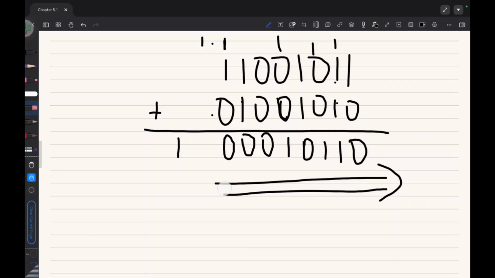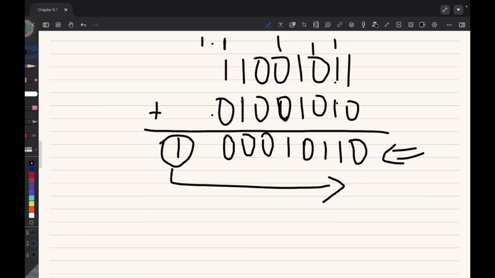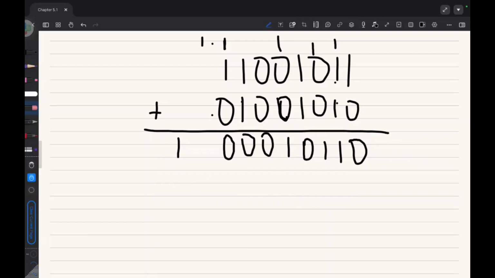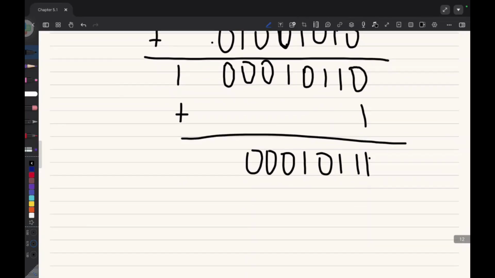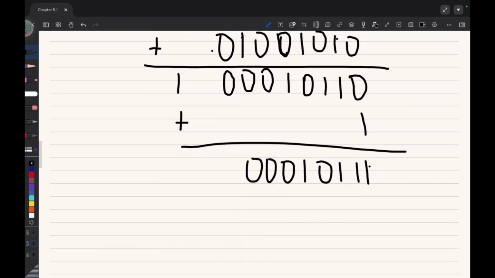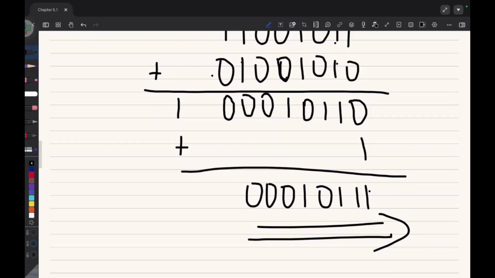Now, because we have a carry of 1, we take this 1 and add it to the number that we got in the previous answer. So we add it right here. Now, the final answer is just going to be 1 1 1 0 1 0 0 0. This is going to be the answer of the subtraction in ones complement. And that's it.